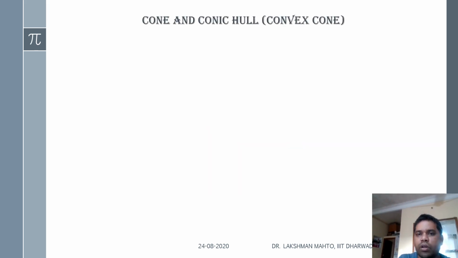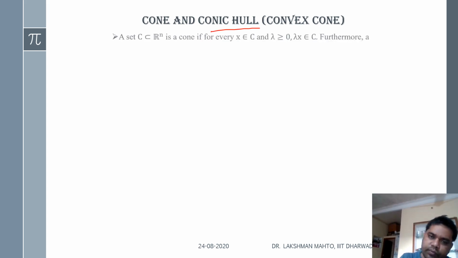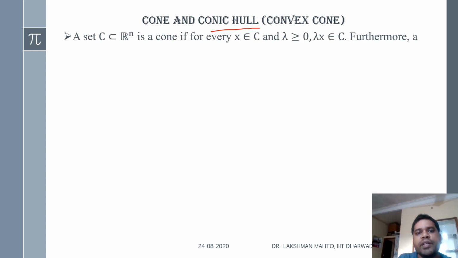So now I am coming to discuss the second concept of today's lecture. That one is convex cone and the corresponding conic program. First I need to recall the definition of cone, convex hull, and conic hull. Suppose we have a set C from Rn. We will call it a cone if for any x from C, a non-negative scalar multiple of that x is again in C. Then we call C a cone.